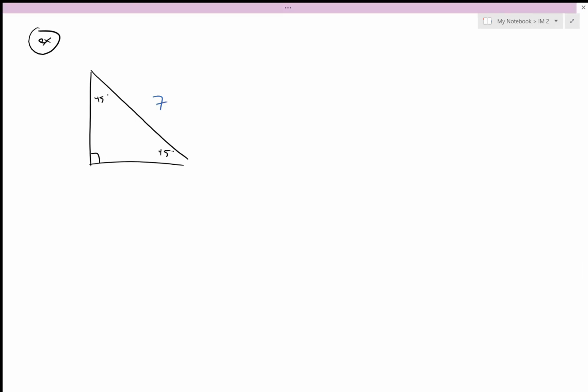So, for example, we're going to do that same setup. We have a right triangle. Again, it's 45, 45, 90. And they're going to give us 7 again. The only difference this time, the 7 is now across from the 90, meaning that this 7 side is the hypotenuse.